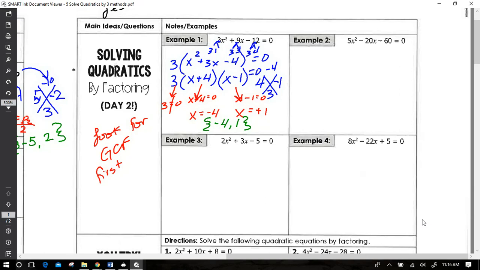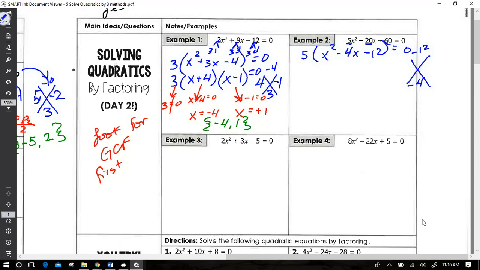Example number 2, it's already set equal to 0, so I don't have to worry about that. I do see 3 numbers that are all divisible by 5. Every one of them is divisible by 5. So I'm going to take out that GCF. And what I will be left with is x squared minus 4x minus 12. Okay, now I'm ready to do the x puzzle. Negative 12 goes on top, negative 4 goes on bottom.